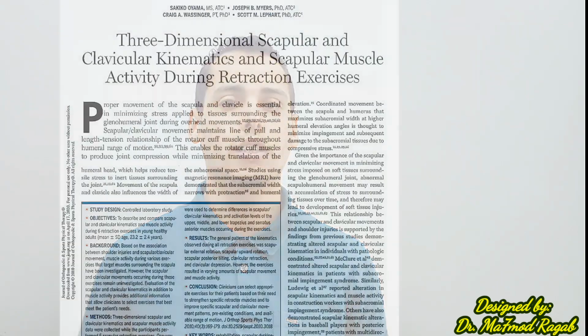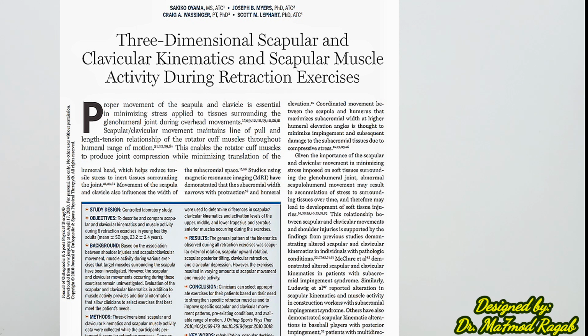In this video we will discuss the study done by Oyama et al. in 2010, where they described and compared scapular and clavicular kinematics and scapular muscle activity between 6 different retraction exercises. Specifically, they measured scapular upward downward rotation, scapular posterior anterior tilt, scapular internal external rotation, clavicular retraction protraction, and clavicular elevation and depression. They also measured the activity of upper, middle, lower trapezius and serratus anterior muscles.